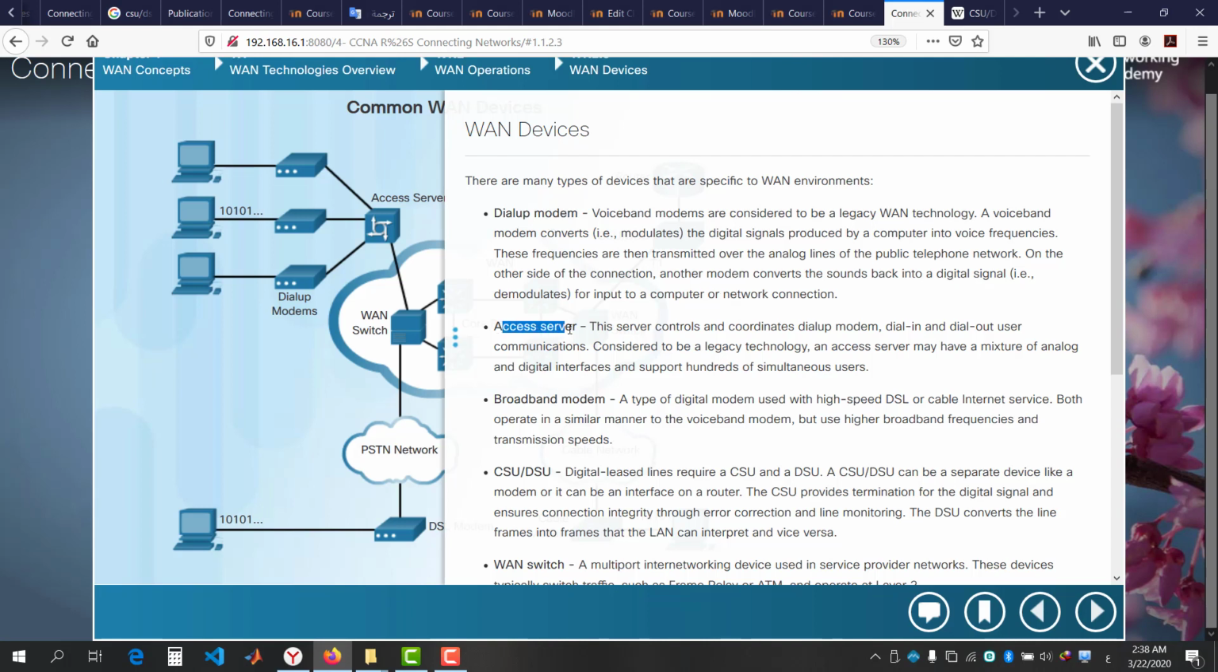We have another device which is called an access server. The server controls and coordinates dial-up modem, dial-in or dial-out user communication. Considered to be legacy technology, an access server may have a mixture of analog and digital interfaces and support hundreds of simultaneous users.